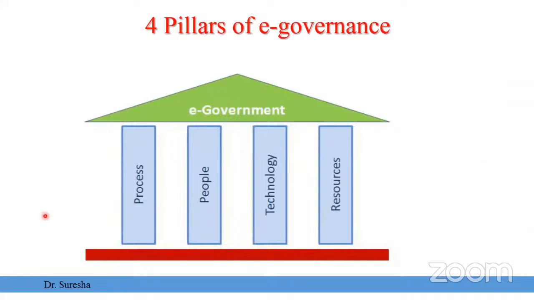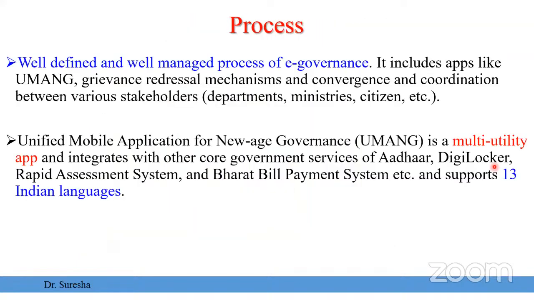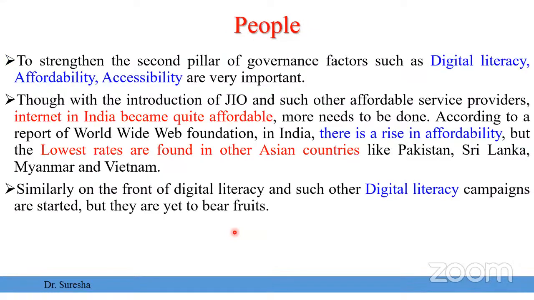The four pillars of e-governance are process, people, technology, and resources. Very, very important. So what is the process? A well-defined and well-managed process of e-governance is very, very important. It includes apps like UMANG. I think this is the central government's Unified Mobile Application for New-age Governance. It's there in the central government, so you can go through it. It's available in 13 Indian languages.